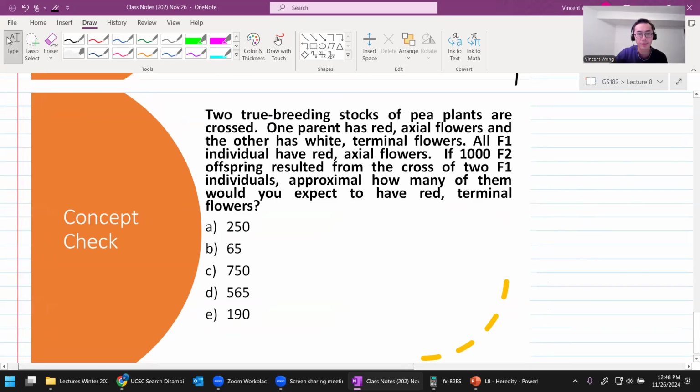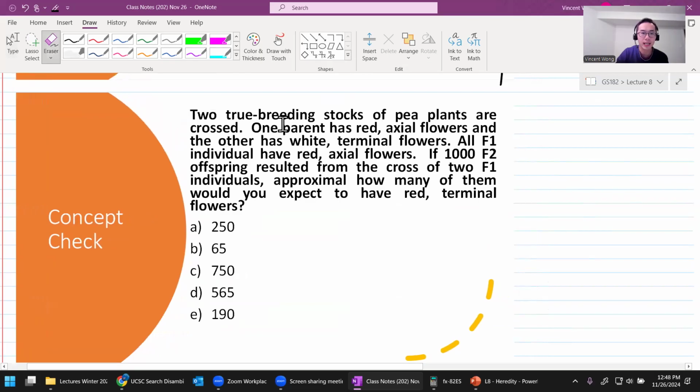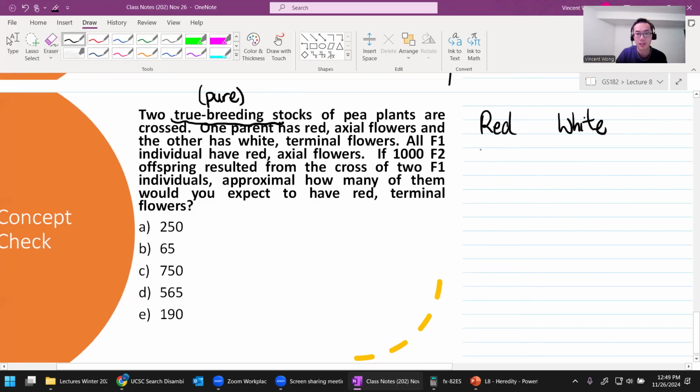Here's another question. Let's take a closer look. True breeding basically means pure. It's another way of referring to it. So two true breeding stocks of pea plants are crossed. One parent has red axial flower and the other has white terminal flower. So basically we have red versus white. We don't know which one is dominant yet. And then the other one is axial flower versus terminal.